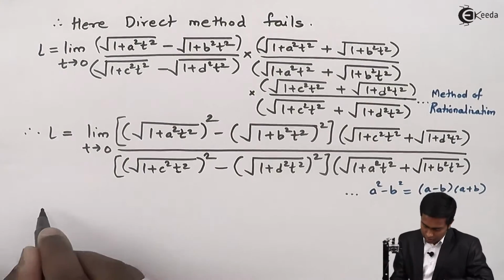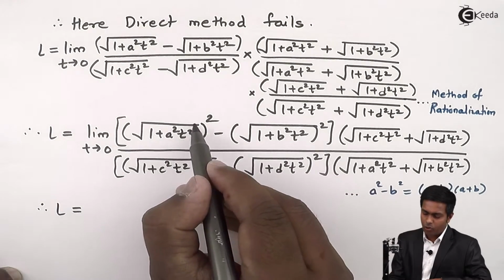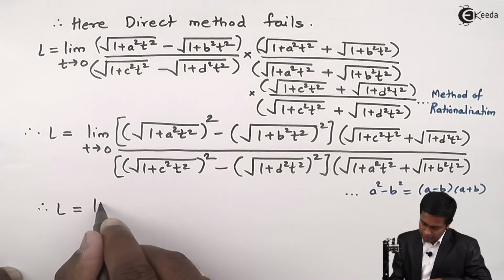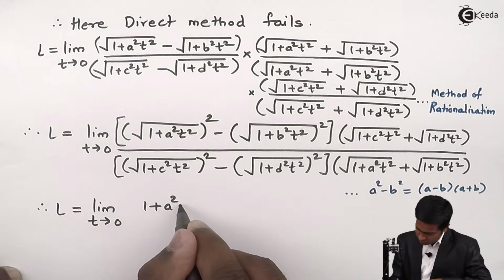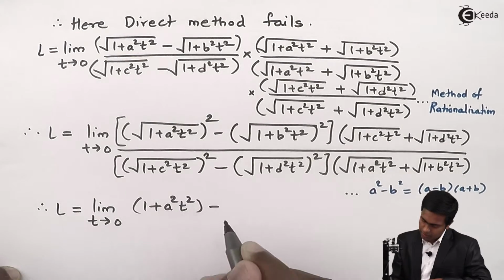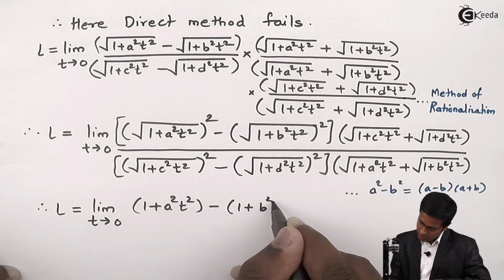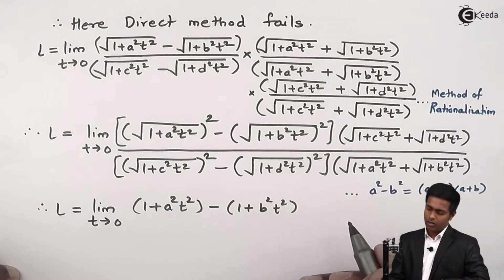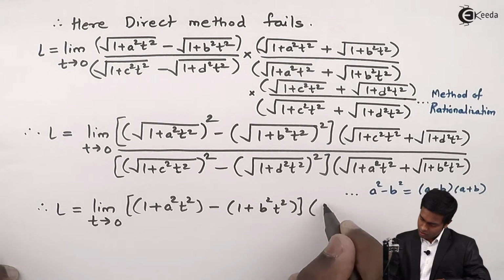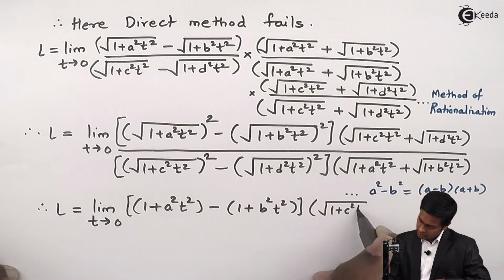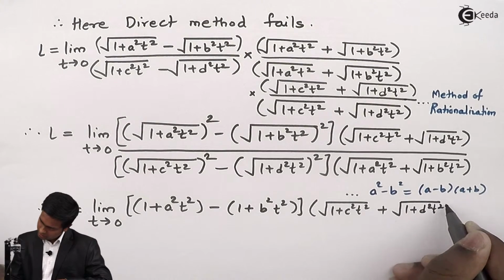Now if you observe the first term, here this square root and square will be removed. So here we will get limit t tends to 0, this term will become 1 plus a square t square. Similarly from here the square root and square will be removed, we will get 1 plus b square t square. Next, the second term as it is, that is square root of 1 plus c square t square plus square root of 1 plus d square t square.